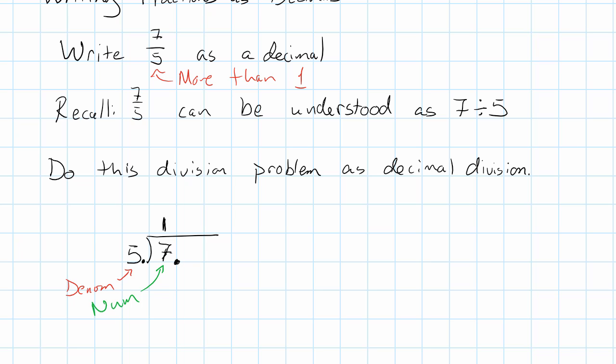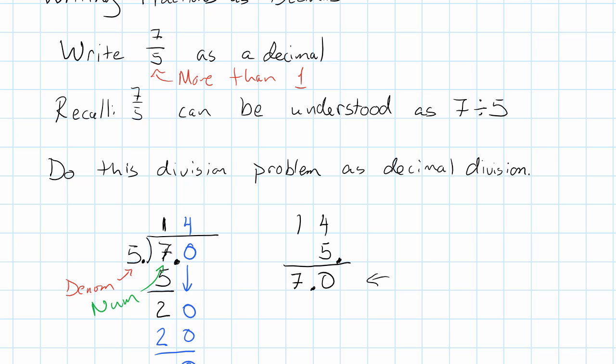5 goes into 7 once. 1 times 5 is 5. 2 left over. I can add in a 0 after the decimal point. Bring it down. 5 goes into 20 4 times. 4 times 5 is 20. Nothing left over. Now I need to figure out where the decimal point goes. Right, I want to say 1.4 times 5 point, and that's going to be 7.0. Notice I'm bringing along the zeros that I added in.